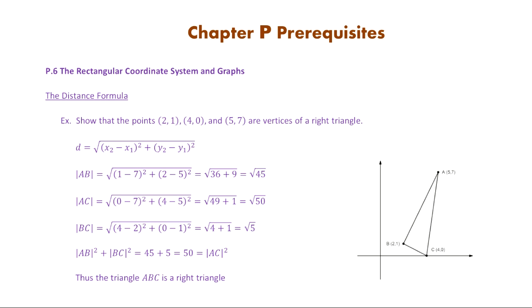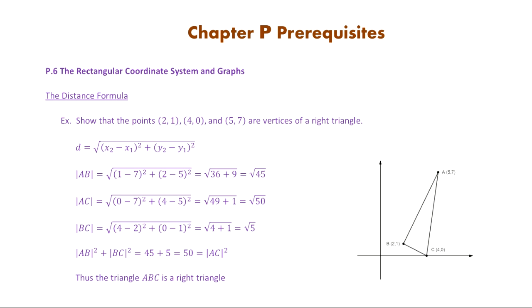And then we can do the same for BC, the distance between B and C. This time x2 is 4 and x1 is 2, y2 is 0 and y1 is 1. So we got 4 minus 2 squared plus 0 minus 1 squared. 4 minus 2 is 2, squared is 4. 0 minus 1 is negative 1, negative 1 squared is 1. So we get 4 plus 1. So that's square root of 5.